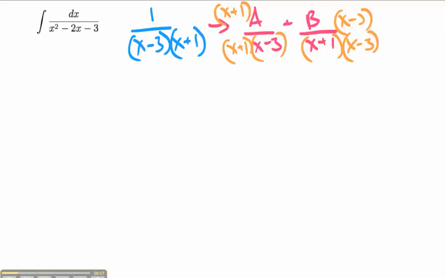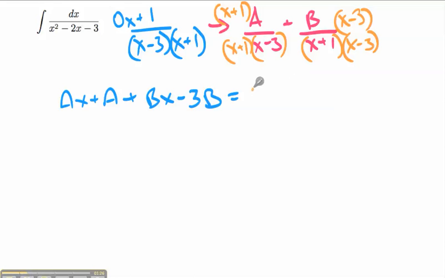Before we actually solve for A and B, I want to point out one thing. Here, when we have 1 on the top, it's the same thing as saying 0x plus 1. And we'll see why that's important in a second. That's going to help us solve for A and B. But for right now, let's distribute the terms here and rewrite everything. So we have Ax plus A plus Bx minus 3B, and that's going to be equal to 0x plus 1. All I did was distribute here on the top.